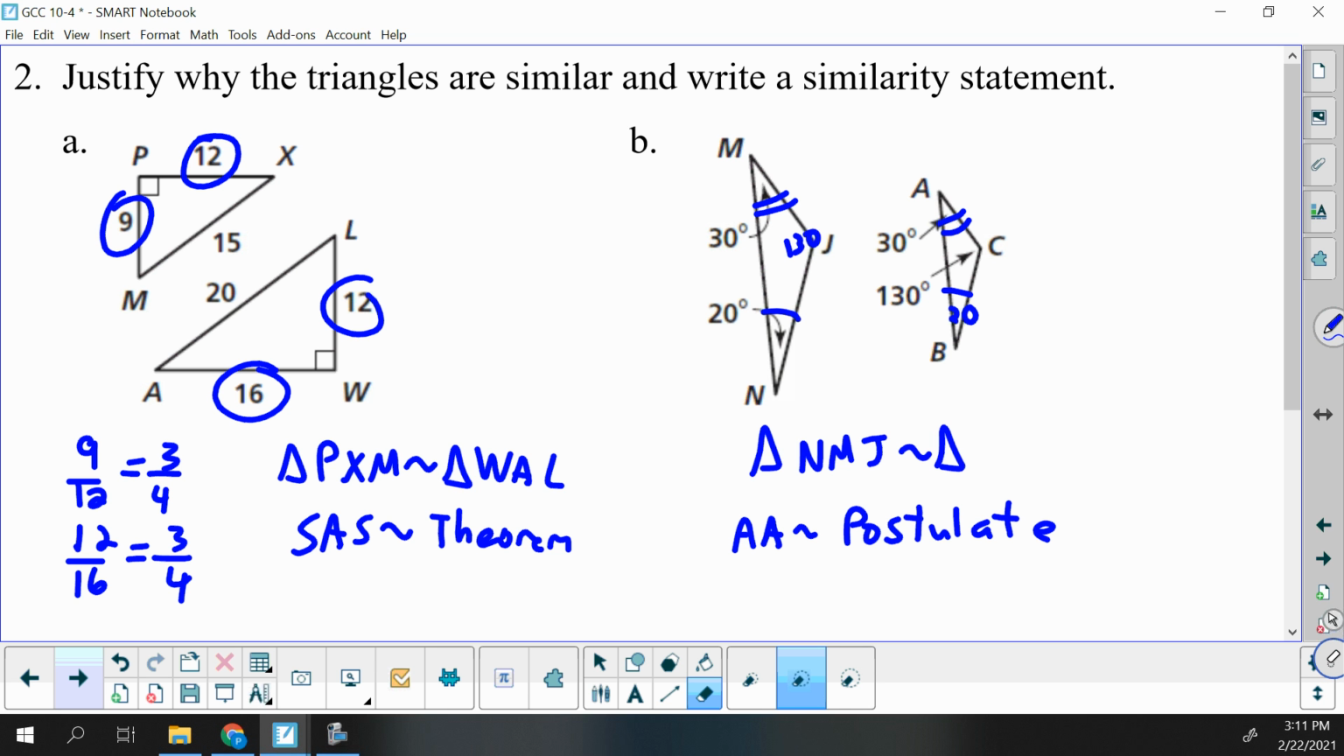Well, when we have the angle measures, this is a lot easier. N was the 20, so that matches with B. M was the 30, that matches with A. And J was the 130, so that matches with C.